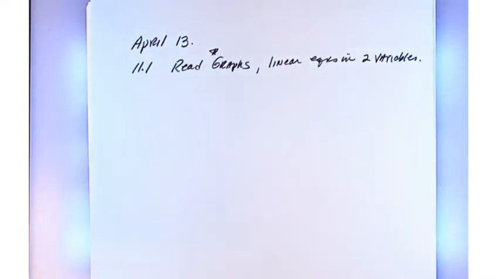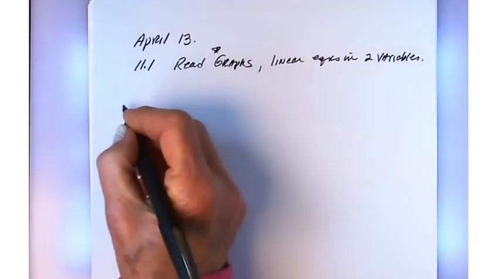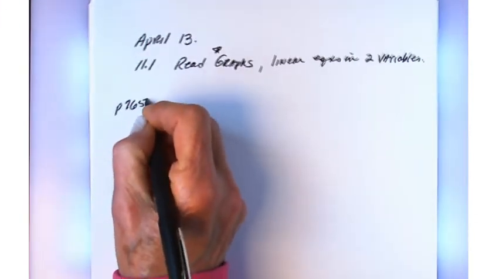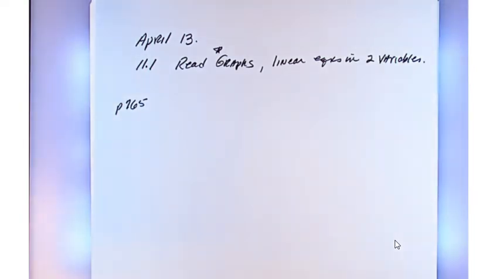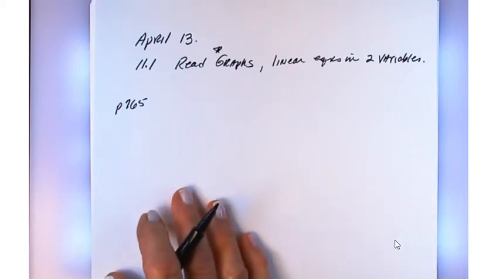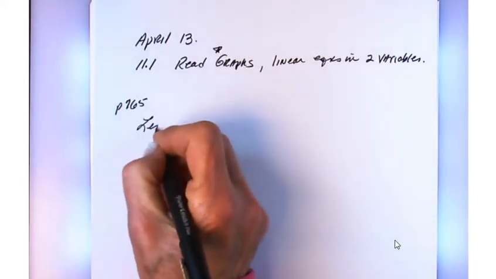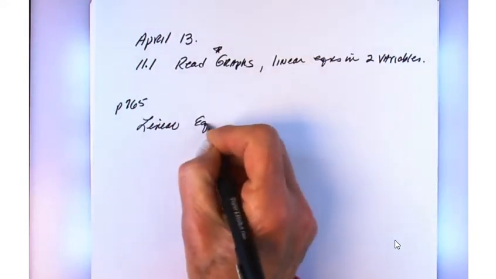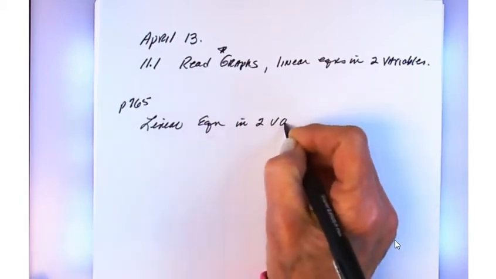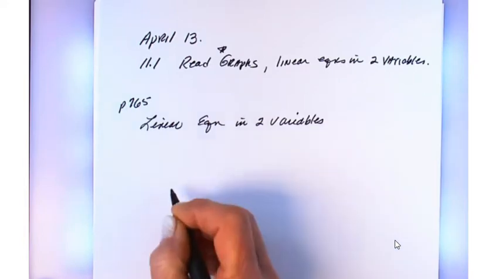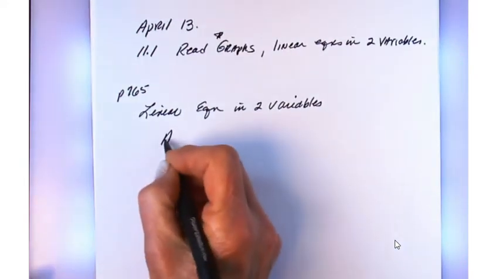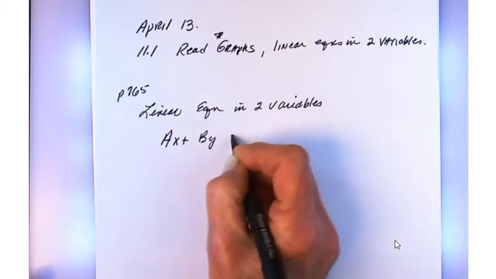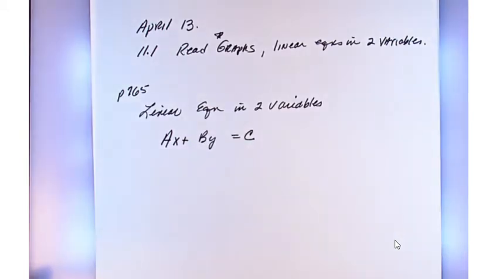So let's look. We are looking at page 765, and let's look at problem number 2 here. Is that what we're looking at when we're talking about a linear equation? Perhaps let me back up here. A linear equation in two variables would look like this: ax plus by equal to c. And this can be written in any form.